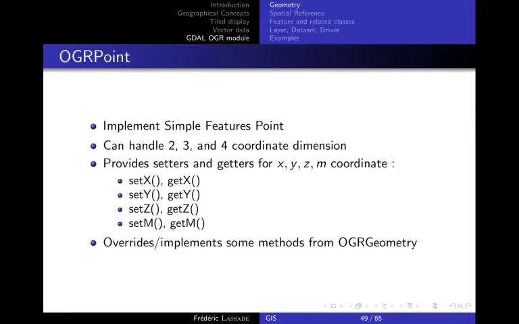OGR point is used to implement the simple features point. It can handle 2, 3, or 4 coordinate dimensions, so the famous X, Y, Z, M coordinates. And it overrides or implements some of the methods which are defined by OGR geometry.